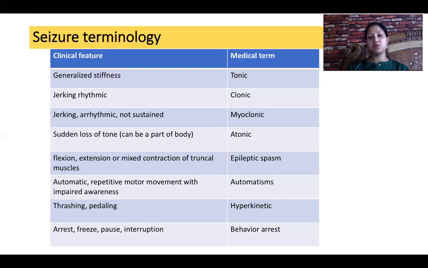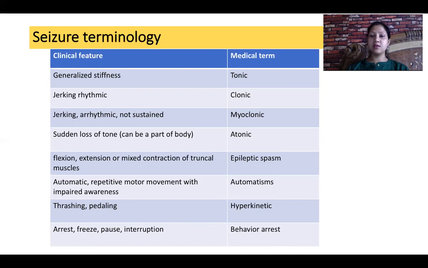Automatisms is a word used whenever there is a repetitive motor movement with impaired awareness during that ictus, during that seizure event, for example a lip smacking movement or a pill rolling movement which keeps on happening. So a repetitive motor movement with impaired awareness is termed automatisms. Whenever there is a thrashing seizure or a pedaling seizure, with high amplitude movements, it is a hyperkinetic seizure. And when during the seizure the child suddenly stops whatever activity he was doing, there is a sudden pause or freeze, that is known as a behavior arrest.